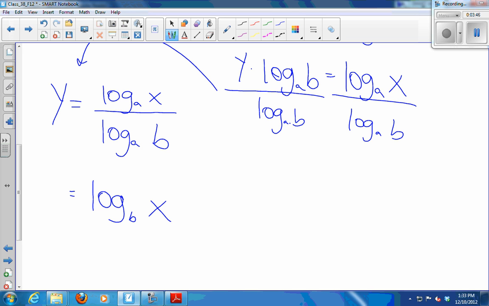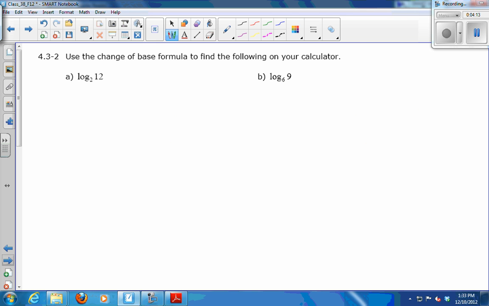So you can change it to any base you want. Log base b of x would be log x over log b, any base. So the great thing about that is that my calculator can do 2 bases. So I could do ln x over ln b, or log base 10 of x over log base 10 of b. So this is called the change of base formula. So for example, if I want log base 2 of 12, pick a base that your calculator can do, like maybe ln, and you can do ln 12 divided by ln 2.